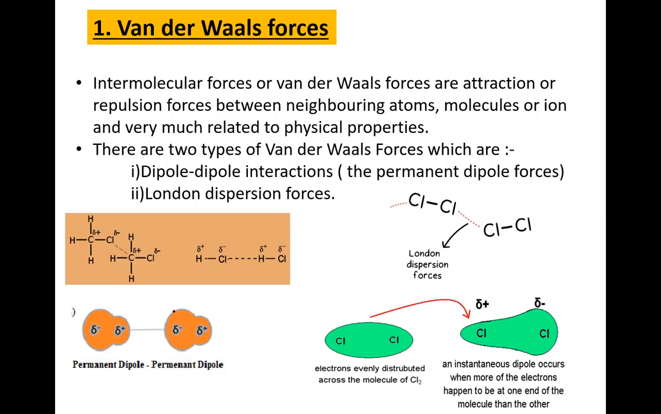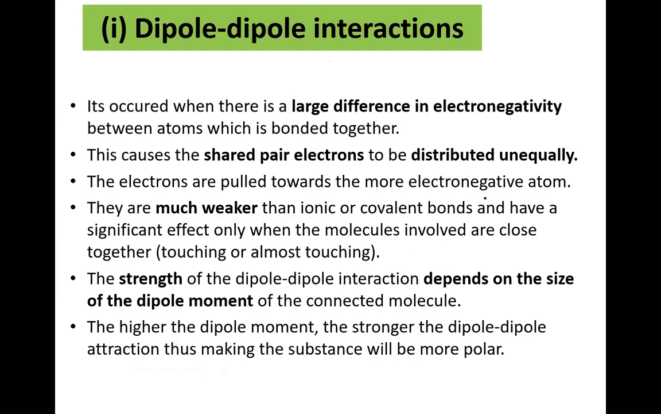For example, the HCl molecules just now have the permanent dipole forces. Another example for London dispersion forces is chlorine molecules. The interaction between chlorine molecules is London dispersion forces. So let's look more at dipole-dipole interaction.